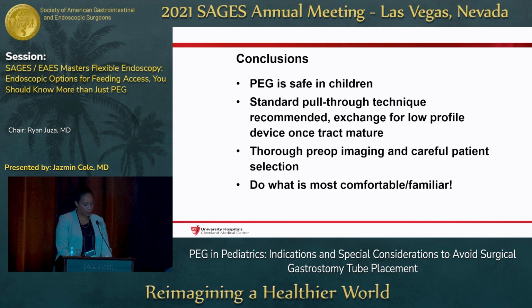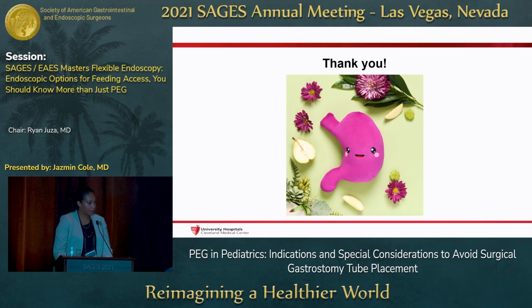And so in conclusion, PEG is a safe technique to be used in children needing enteral feeding access. Current guidelines recommend a standard pull-through technique, as has previously been described, followed by an exchange for a lower profile device once the tract is matured. Patients benefit from a thorough preoperative workup and close considerations of concurrent disease processes to allow optimal patient selection. But at the end of the day, you should use the technique that you're most comfortable and familiar with, and trust your gut. Thank you.